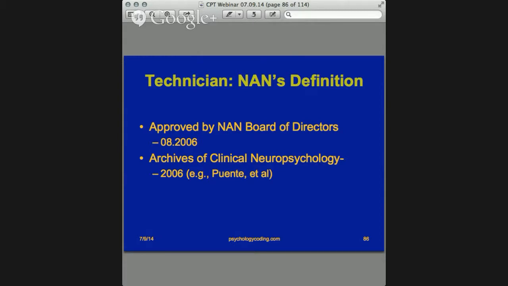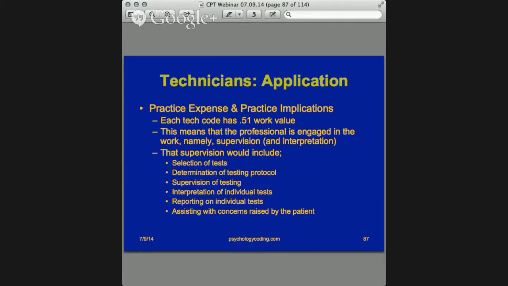However, and I've said this once before, there is a professional component of the actual expenses associated with, if you will, technical activity, and that is 0.51. That 0.51, which is not that much, includes you selecting a test, determining the protocol, supervising the test, interpreting the test, reporting on individual tests, and assisting with concerns raised by the patient.